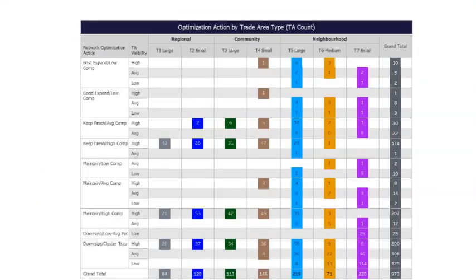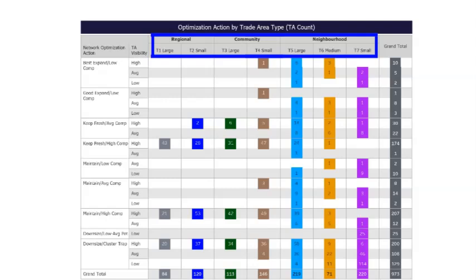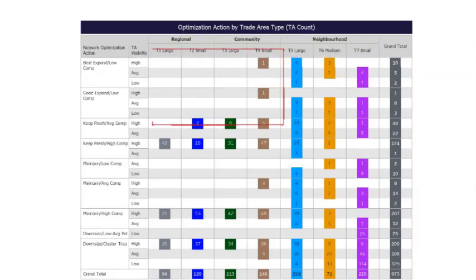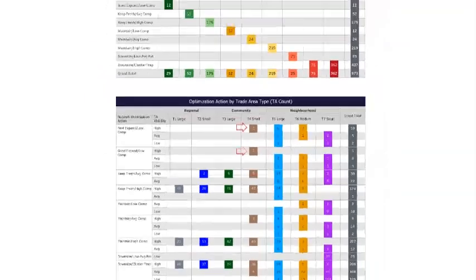The bottom table provides additional detail by showing network actions across trade area types on the top row. Trade area types are based on size and levels of competition ranging from large regional to small neighborhood. In this example, A&W only has two potential expansion opportunities in regional and community-sized trade areas.